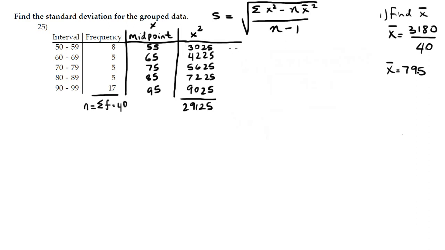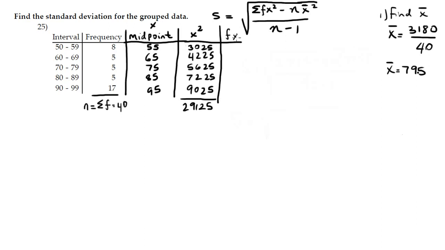Okay, so let's... Wait a minute. I made a little mistake with this formula here. Nobody told me the standard deviation for the group data. This should be the sum of the frequency times x squared. That's what I need. So this is not the sum I really need. I need to multiply this times the frequency and add that up.